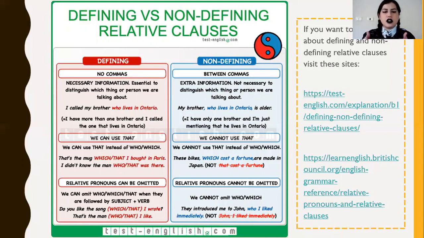So we can have, do you like the song I wrote? We can remove which or that and the sentence is still correct. But with non-defining relative clauses, we have to use relative pronouns. So we have to use who or which with the relative clause. If not, it's not correct. We're not going to use non-defining relative clauses in this unit, but it's important for you to know.